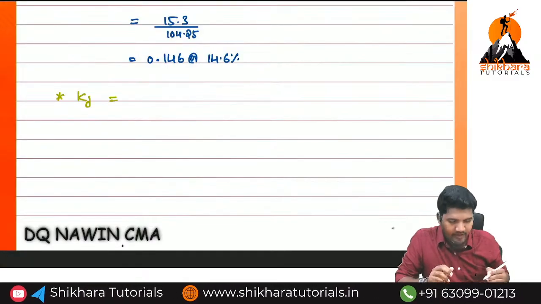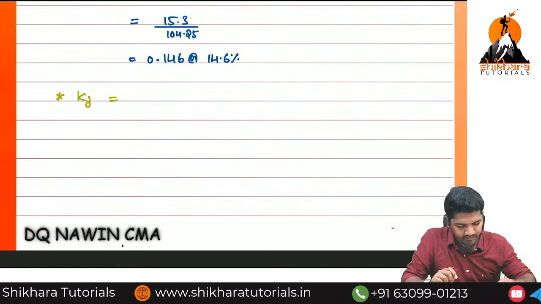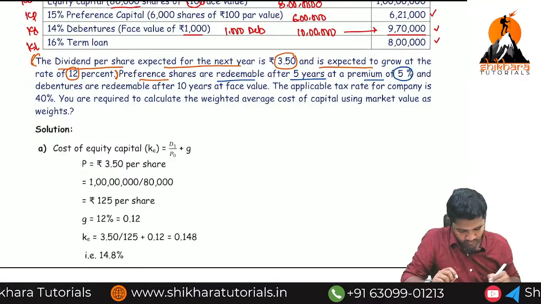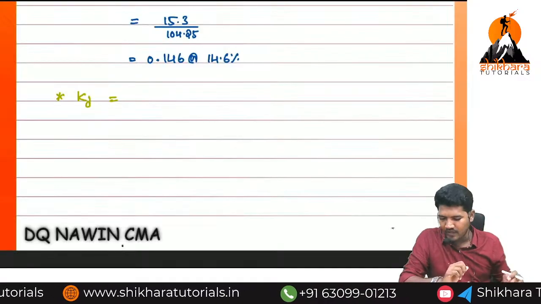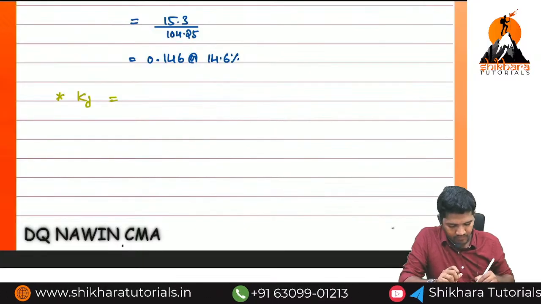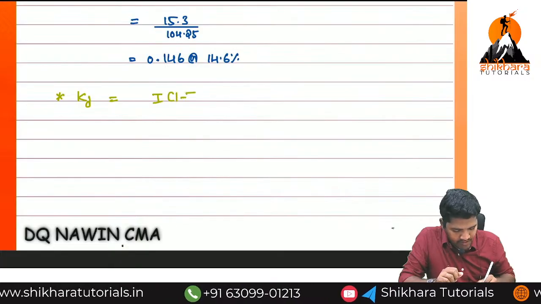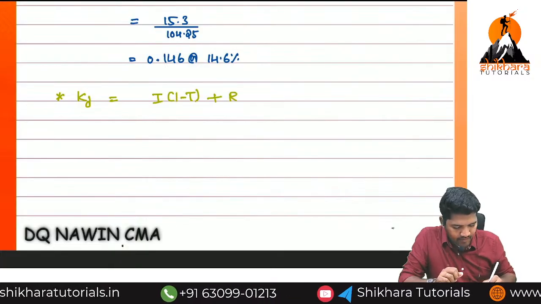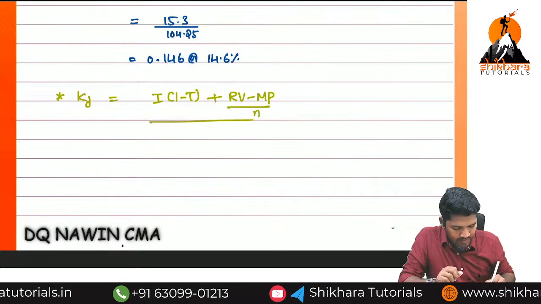So go and check KD, whether redeemable or irredeemable. Debentures are redeemable after some years. Now what type is it? Redeemable only. So the redeemable formula is interest times (1 minus tax) plus repayment value minus market price divided by n, whole divided by the average.